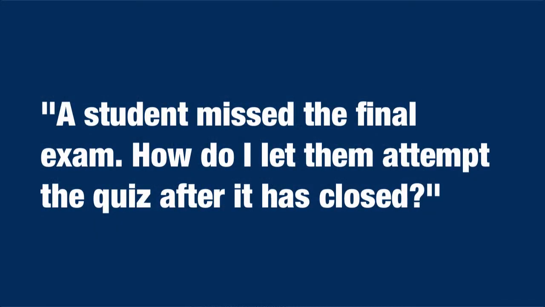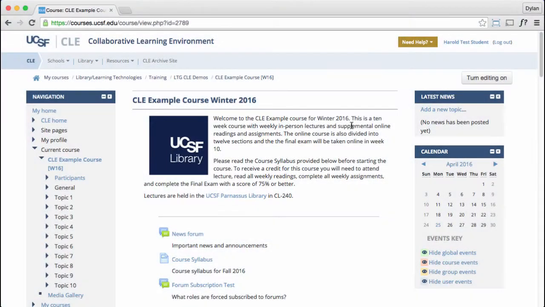A student missed the final exam. How do I let them attempt the quiz after it has closed? We can set up a user override to allow students who missed the final exam due to an excused absence to attempt the quiz, even though it closed on May 20th at 2 p.m. There is a student named John who missed the final exam due to a family emergency. Let's set up a user override so only John can attempt the final exam after the close time.